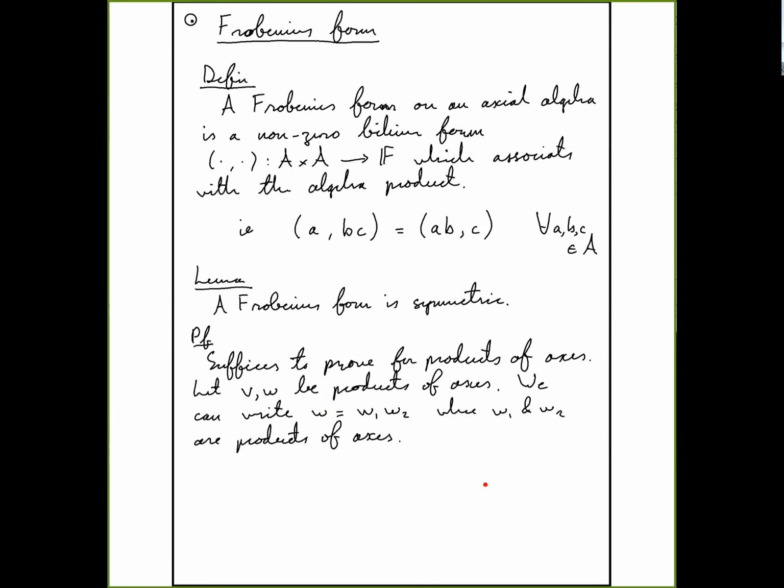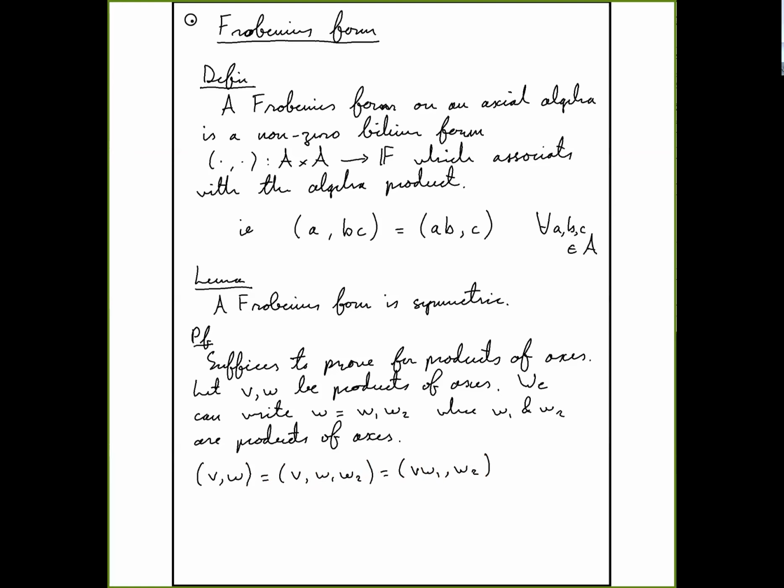Okay, so back to the proof. So we've written W as the product of two elements, which are themselves products of axes. And what do I want to consider? I want to consider V times W. Well, I can write V times W as V times W1 times W2. And now I can use the Frobenius property and move one of these across here. So let's have V times W1 times W2.